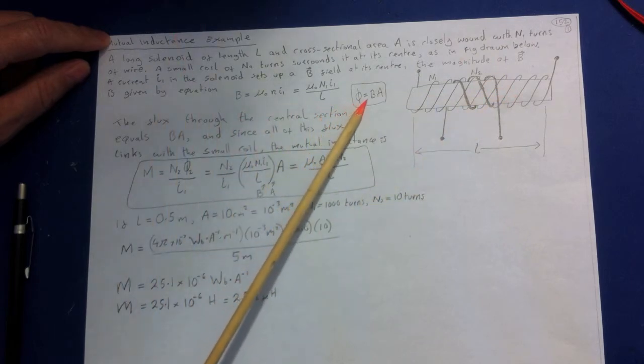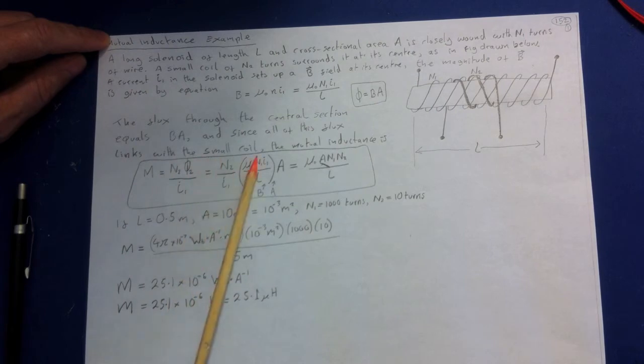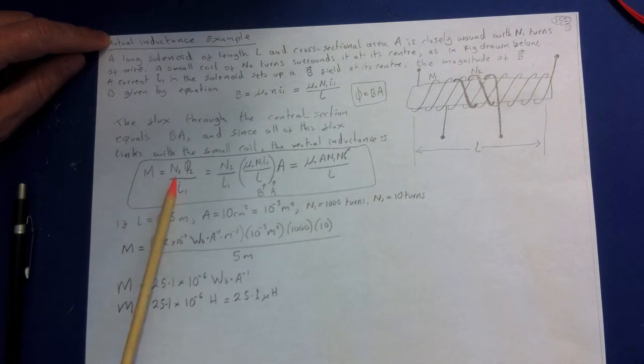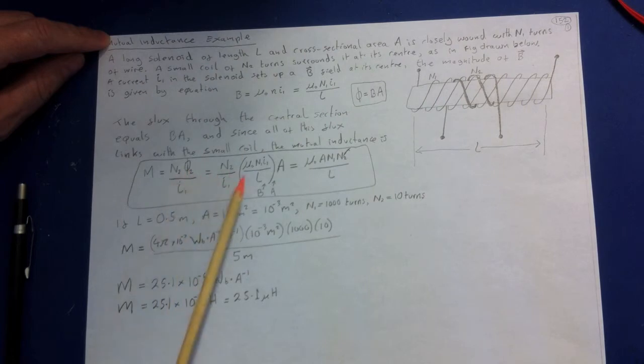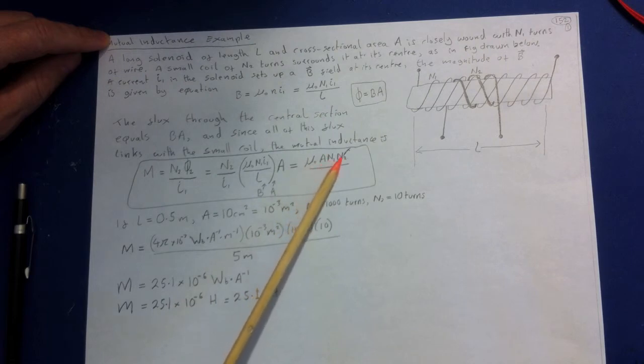Now remembering that the flux is B times the area, the flux through the central section equals BA, and since all this flux links with this small coil here, the mutual inductance is M, as we said before, N2 Phi2 over I1, the current I1. Now we know that the flux is BA, so we plug in the B here, and we're given the A, so that then reduces to mu naught A N1 N2 over L, the length.